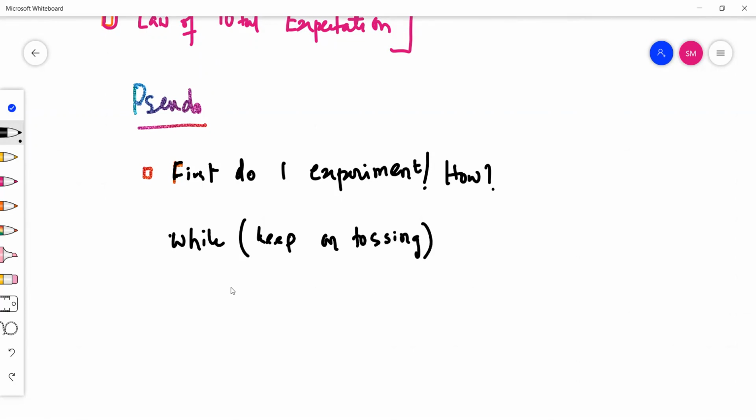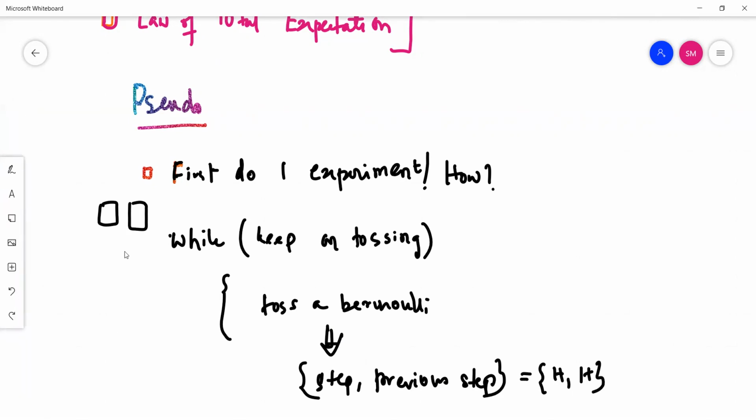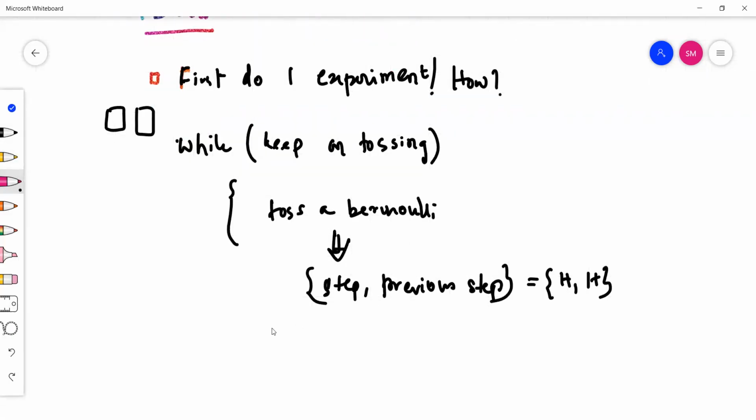Every single time under this, you toss a Bernoulli. Let's say initially you have tossed two Bernoulli, and those are saved. So toss a Bernoulli. If after that Bernoulli, that step and the previous step are both heads, then you stop the loop, stop the process.